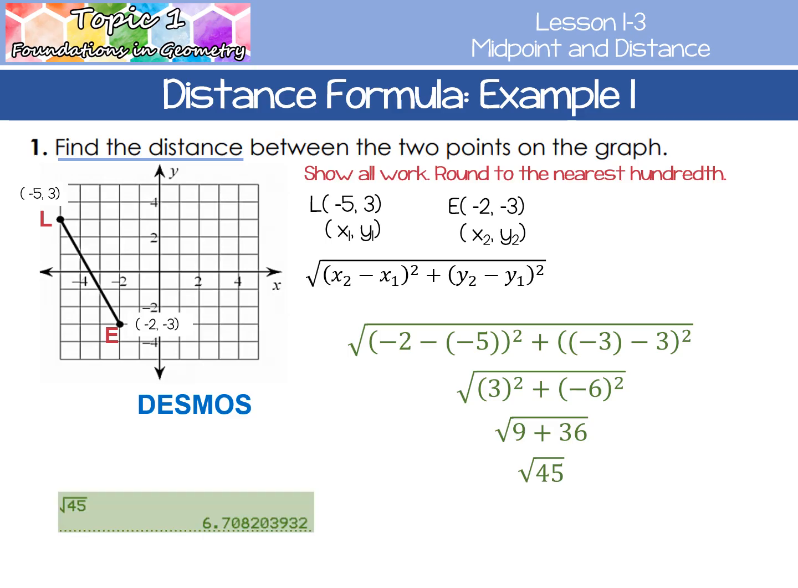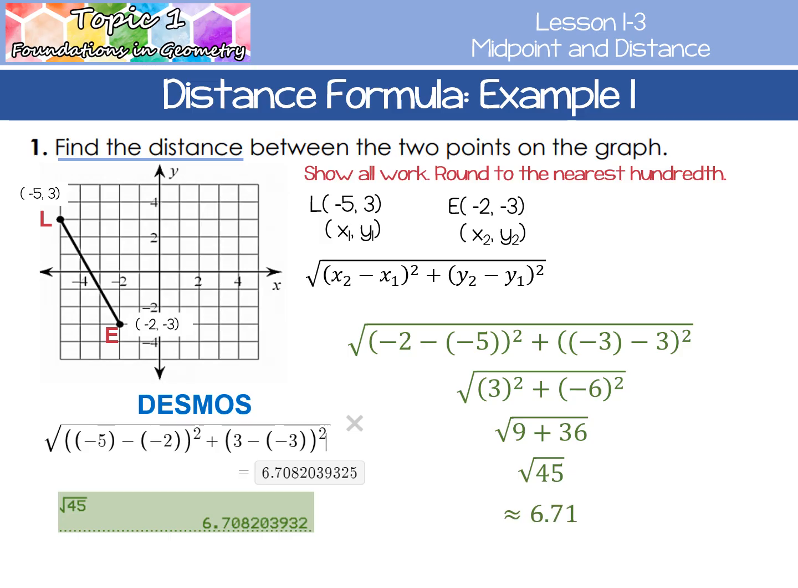I put in the graphing calculator the square root of 45, and I got, let's see, directions say round to the nearest hundredth, so that's 2 decimal places. If you put it in Desmos, you can type that thing straight in. They want you to put the negatives in parentheses. So when you put in negative 5, put the whole thing in parentheses. When you put in negative 2, put it in parentheses. Same thing with the negative 3. And you can see the answer there. It just comes up on the right. And our answer is approximately 6.7.